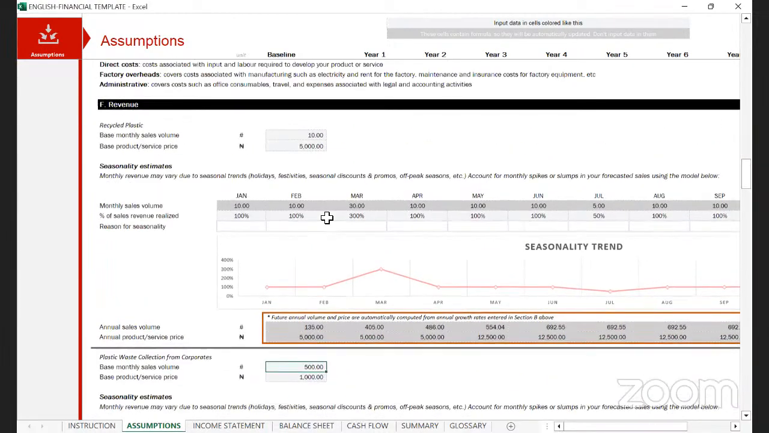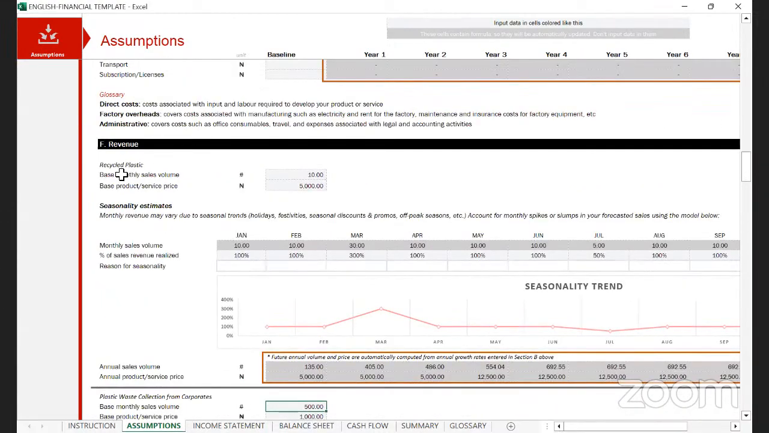So in addition to putting in what your base monthly sales volume is and your base service price is, this template also asks you to account for seasonality. What seasonality means from a business perspective is that you don't make the same volume of sales every month in a year or every period in a year. For instance, if your sales are driven by seasonality, you will need to account for monthly spikes or slumps.